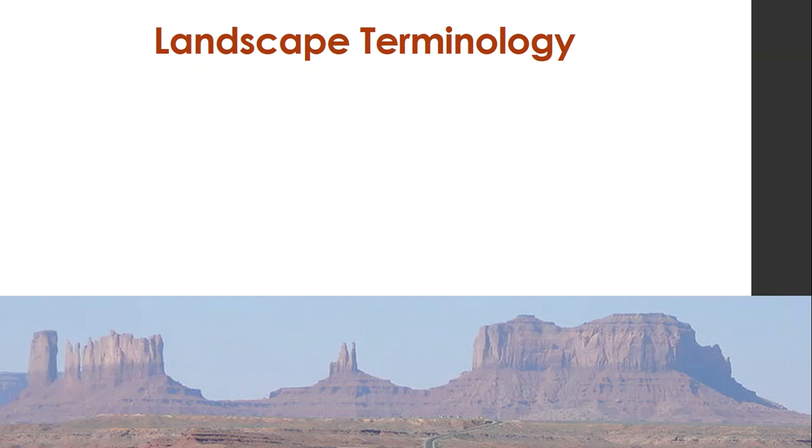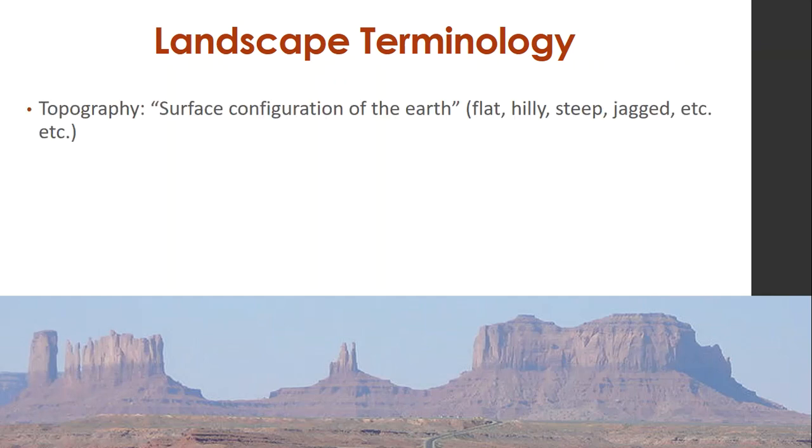But first, we're going to start out with just some landscape terminology. Topography is the first one, and that is the surface configuration of the Earth. Is it flat? Is it hilly? Is it steep? Is it jagged? Etc. Relief refers to the difference in elevation in an area. So if you look down here, these rock formations, this has a lot of relief, right? There's a huge difference here in elevation.